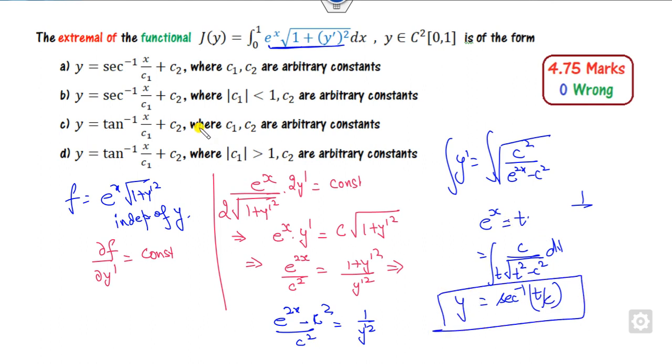t is my e raised to power x. So this is a 10, this is a 10. This is not true. Here e raised to power x must be there, and only when t is less than c, that is here. So none of the options is correct, or there is a typing error.